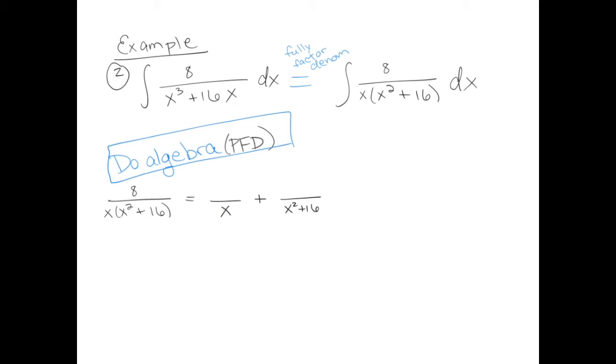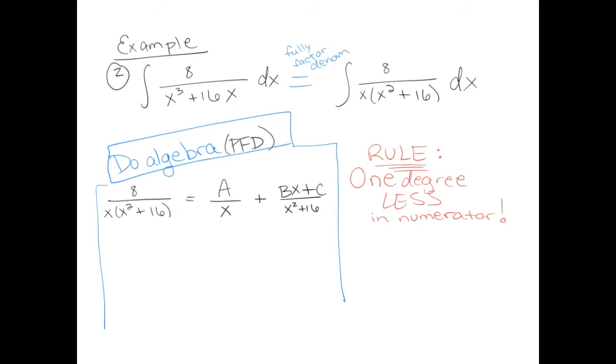And then the numerator has to be one degree less than the denominator. X is a first degree polynomial, so I need a 0 degree polynomial on the top, or a constant. X squared plus 16 is a second degree polynomial, so I need a first degree polynomial on the top. So I'll go with bx plus c, where b and c are constants.